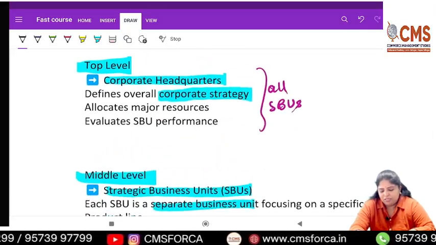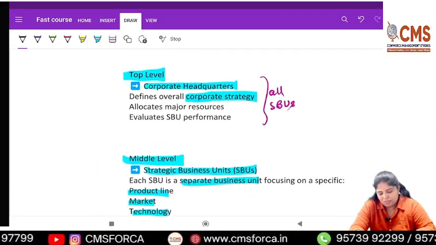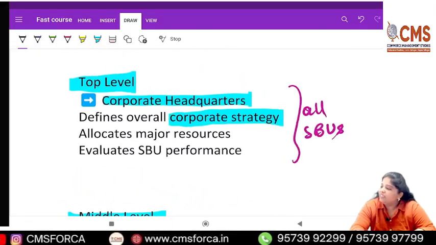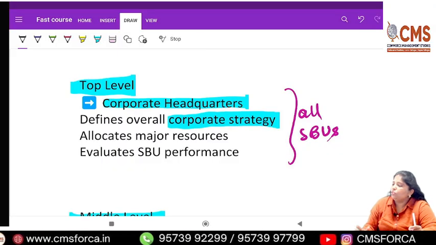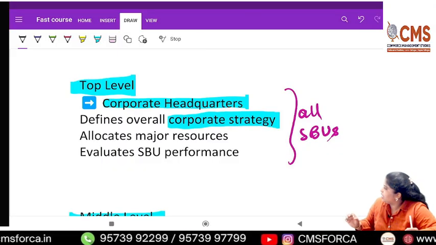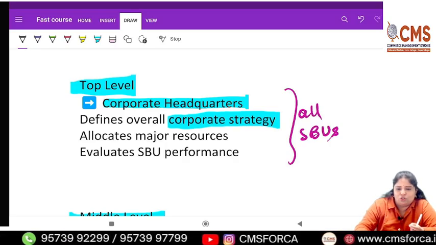Let's quickly look at the SBU structure. This is the key summary I want you to look through so that you get a perfect understanding of what the SBU structure is all about.